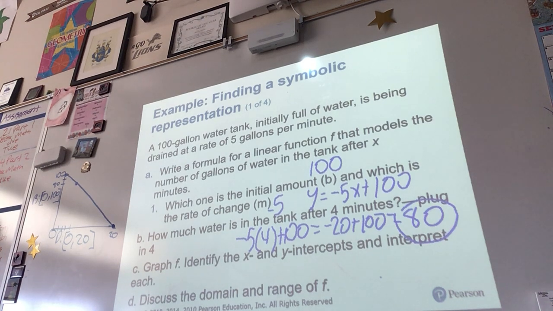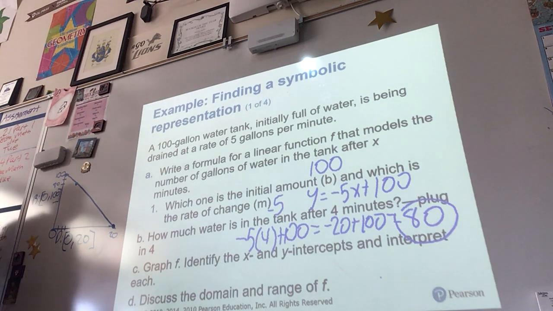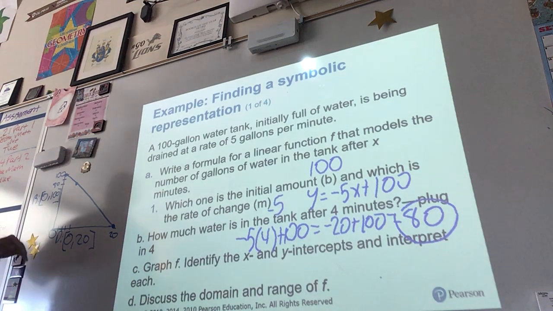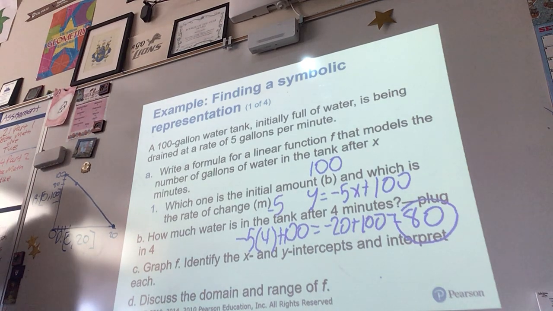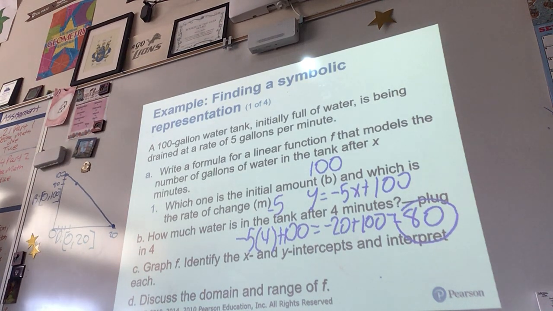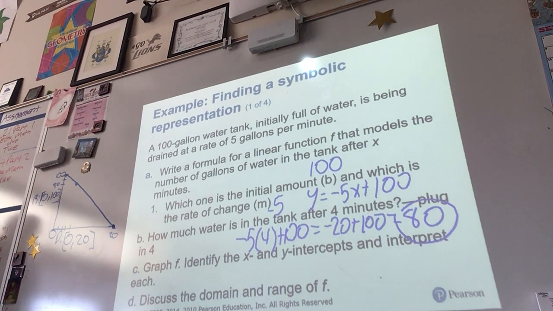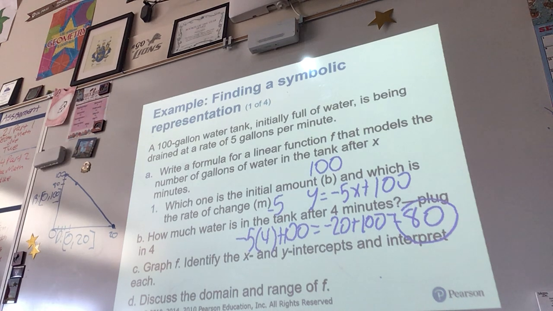0 to 20 is the domain, that's the amount of time that I can have water. So I can't have less than 0, I can't have more than 20. I can't have less than 0 because I can't have negative amounts of water, I can't have more than 100 because then it's going to overflow. Okay? So my domain is 0 to 20, my range is 0 to 100. And those are both brackets because I can have 0 time, I can have 20 minutes, I am allowed to have no water, and I'm allowed to have 100. I just can't have more or less than those. Okay?